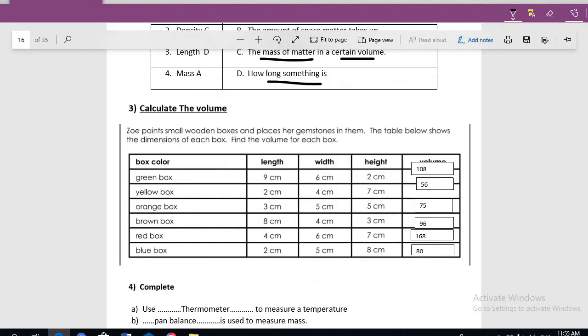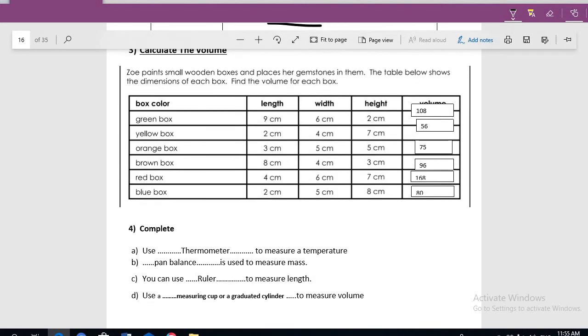So how do we measure the volume? We calculate the volume by multiplying length times width times height. We have a green box. The length of this green box is 9, the width is 6, and the height is 2 centimeters. So to calculate the volume, I multiply length by width by height. 9 times 6 times 2 equals 108.